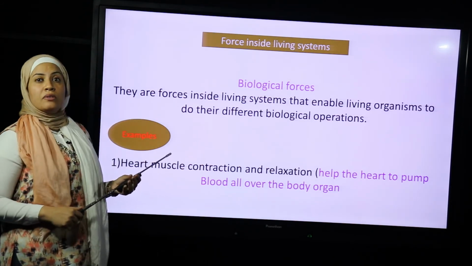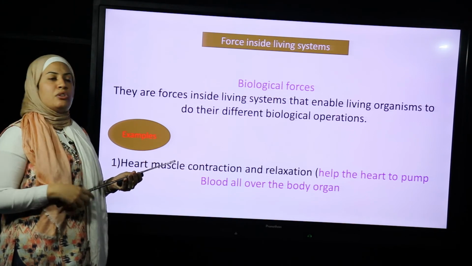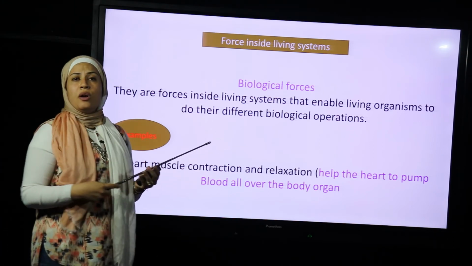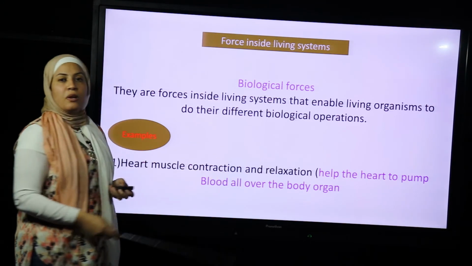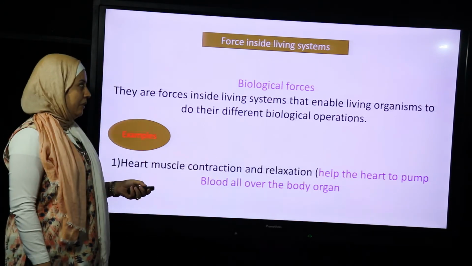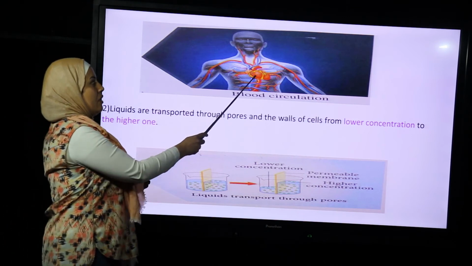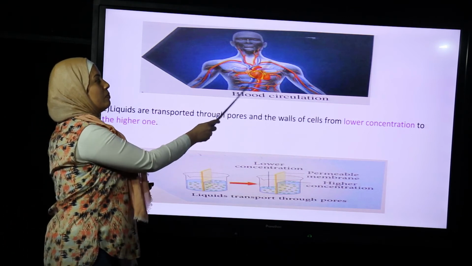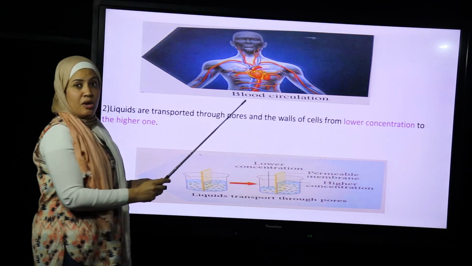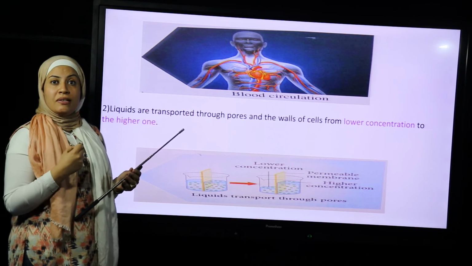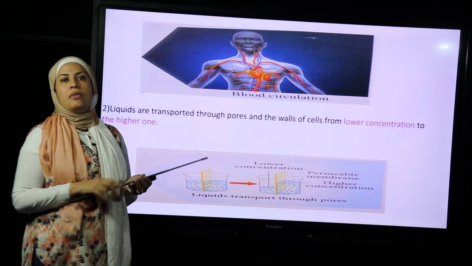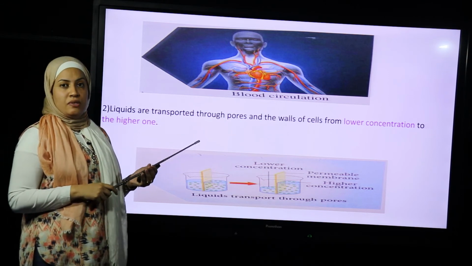First, we will talk about the contraction and relaxation of the heart muscle. Why does the heart contract and relax? To help the heart pump the blood all over the body. Like this, the heart contracts and relaxes to pump the blood all over the body. And we know the heart makes contraction and relaxation by the pulses inside the blood vessels.